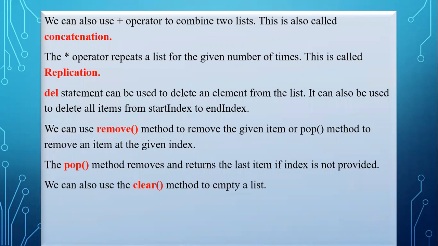We can delete all the items from the list using the clear method. That is also possible, but only the items are deleted. The memory location for the list variable which I created will still be there. So later, if you want, you can add new items to the list. Okay, so all these are deletion operations we are doing. These examples we'll see.